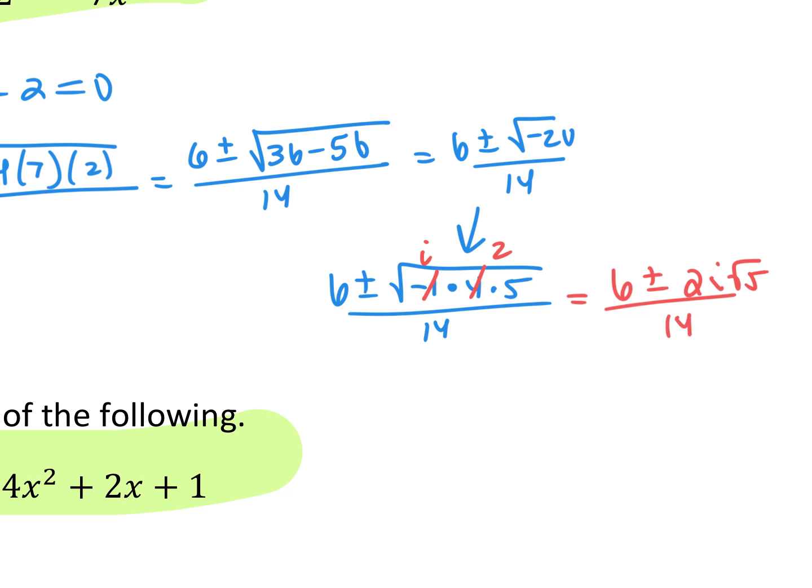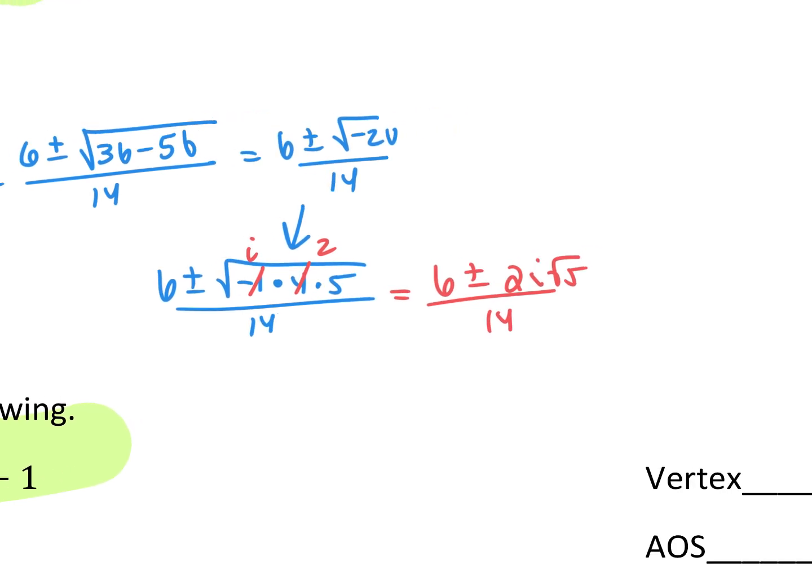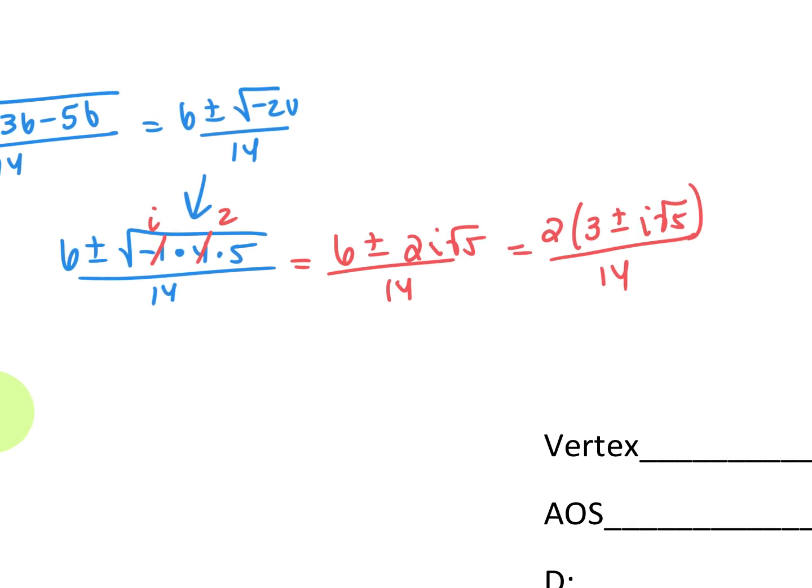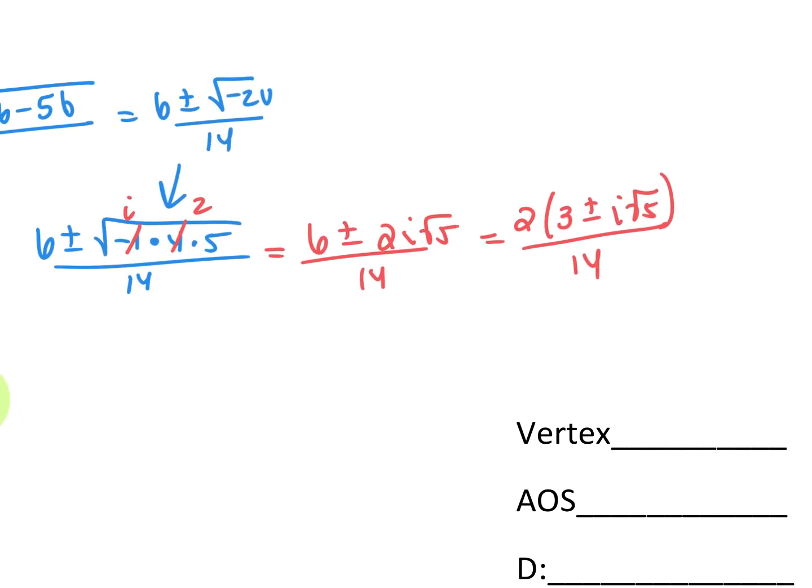And then always check to see if you can simplify. Take the GCF out of the top. What number goes into both 6 and 2i root 5? 2. Okay, so 6 divided by 2 is 3, plus or minus 2 divided by 2 is 1. So i root 5 over 14. So what's my final answer? Two goes into 2 once. 2 goes into 14 how many times? 7. So it's just 3 plus or minus i root 5 over 7.